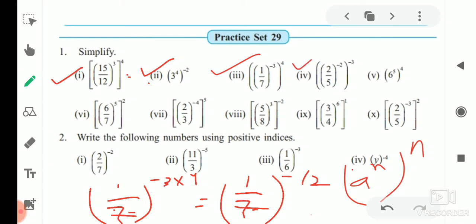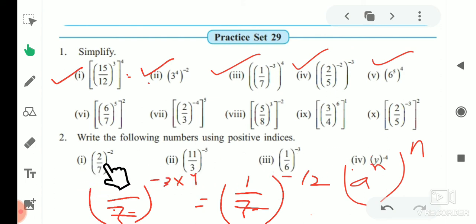We have solved question numbers 1 to 5. The next questions 6, 7, 8, 9 and 10 are homework for you. Just try to do these. Otherwise, we are already providing the notes of these practice sets in your WhatsApp group. Please write these problems from that.